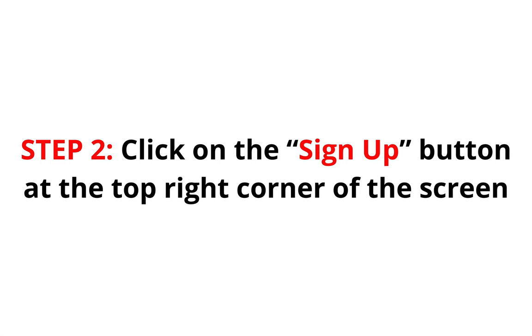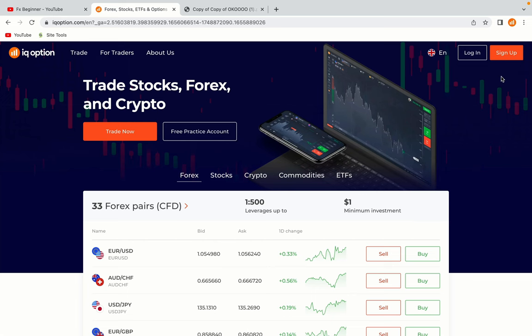Step 2, click on the Sign Up button at the top right corner of the screen. On the top right corner of the website, you have an orange Sign Up button. Click on it and this will take you to the registration page.